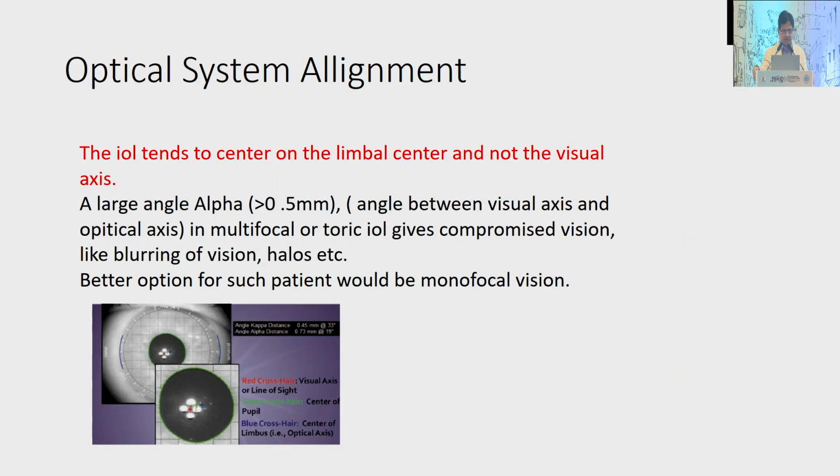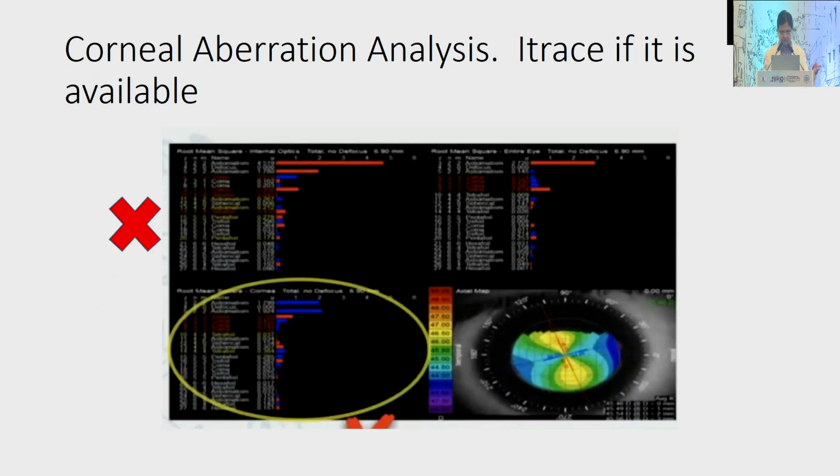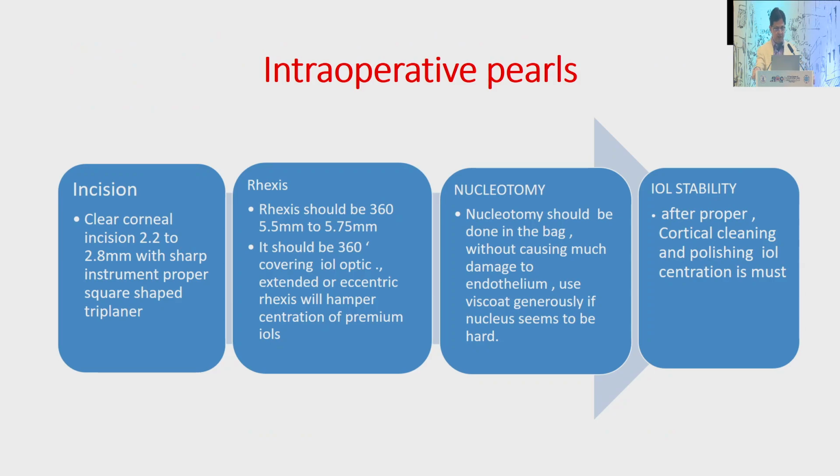Now, optical system alignment is also important because the IOL tends to center on the limbal center and not on the visual axis. If you have a large angle kappa, like 0.5 mm, avoid multifocal or toric lenses. EDOF lenses are debatable; we can go for EDOF lenses. Now, if you can afford it and if eye tracing is available, and if there are too much aberrations, avoid such patients.